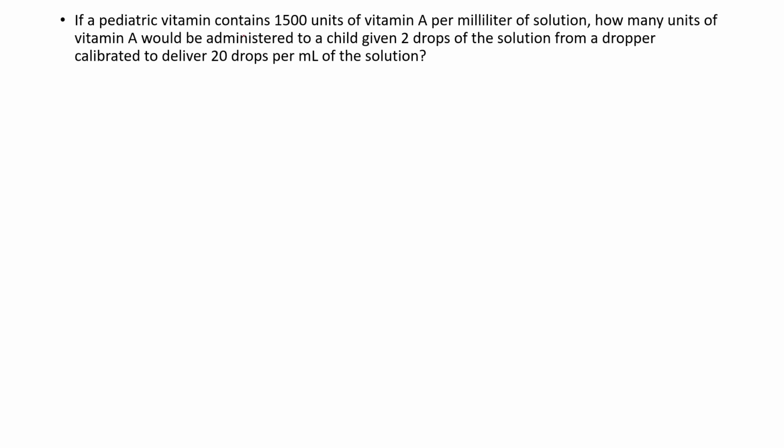Okay, let's take it one by one. So 1,500 units per milliliter. The child was given 2 drops of a solution from a dropper that was calibrated to deliver 20 drops per ml of the solution. So we have to equate this first into ml. So 2 drops, we need to convert this to ml, since our concentration is in milliliters. 2 drops multiplied by 20 drops per ml. So this is the calibration.